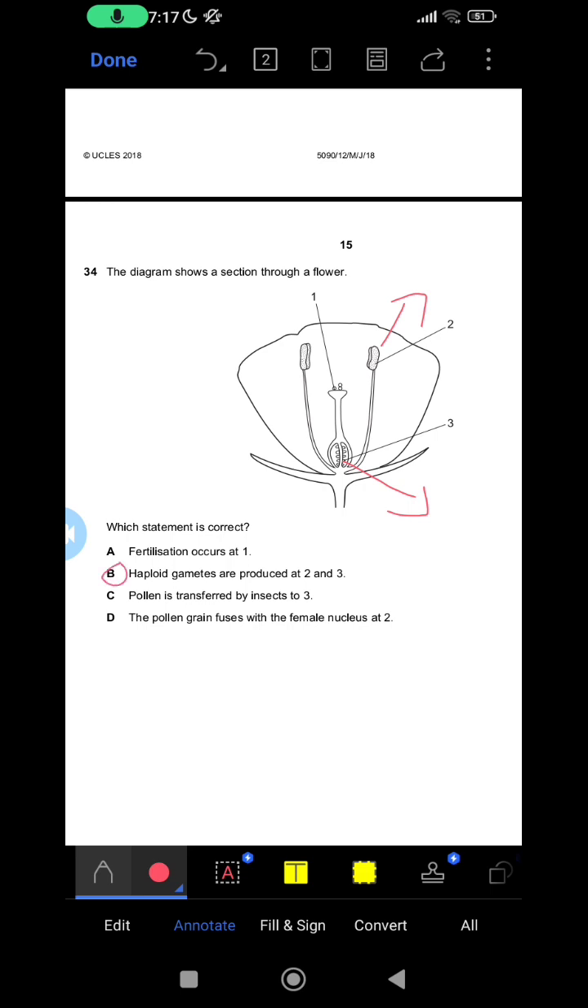C. Pollen is transferred by insects to 3. No, pollen is transferred by insects to 1, not to 3, so this is also incorrect. The pollen grain fuses with the female nucleus at 2. No, it fuses at 3. So this is also incorrect.